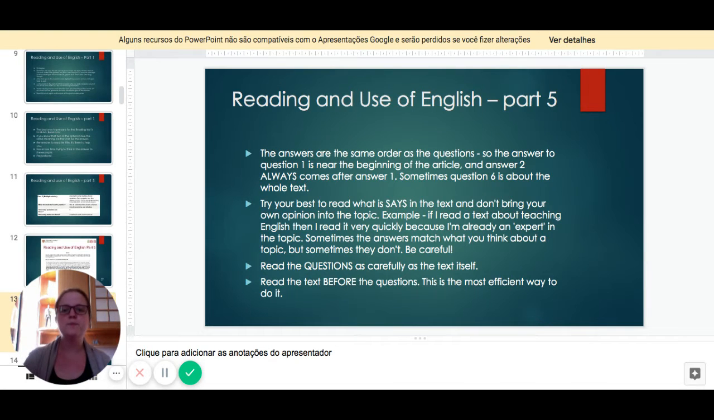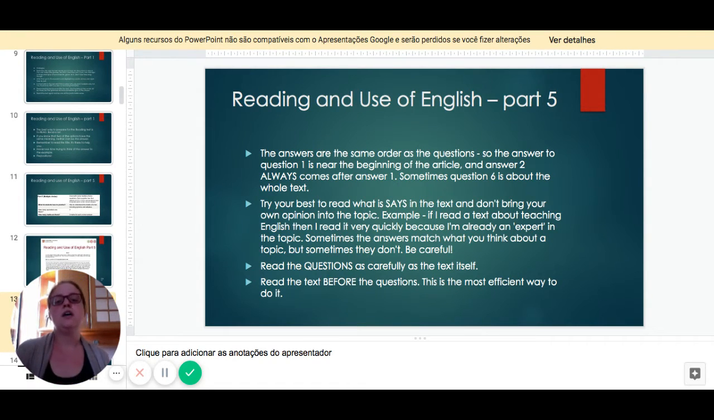If you don't remember, the answers are in the same order, so you don't have to look for like a vestibular, where most of the time you just have to look for the answer and the questions are not in order, so you just have to find the order. No, the questions are in order, so there is no reason to lose time. Okay. There is only one exception, which is question 6. Sometimes question 6 is about the whole text.